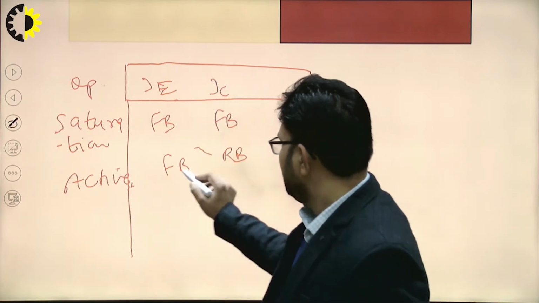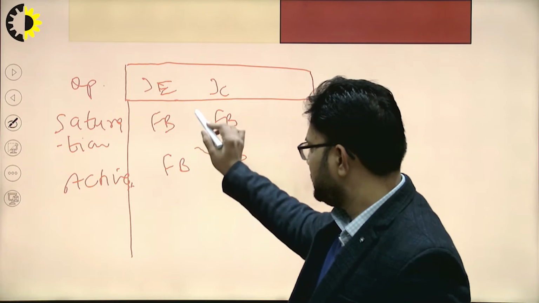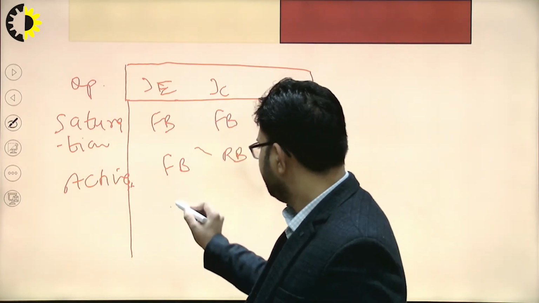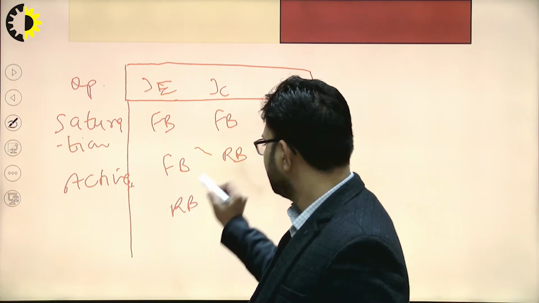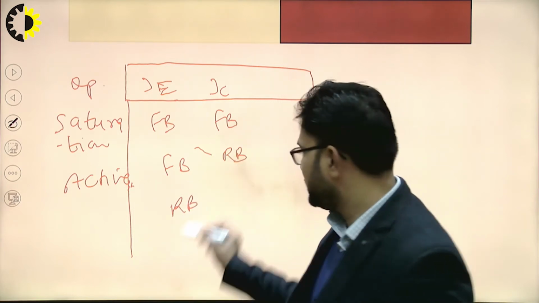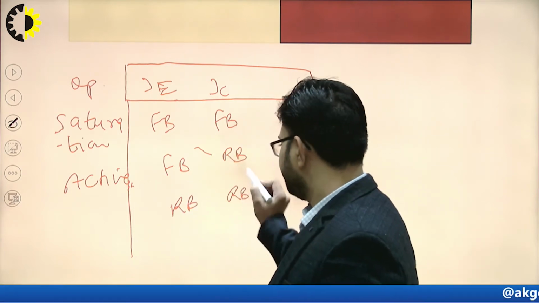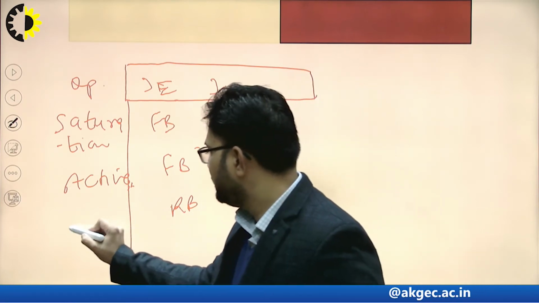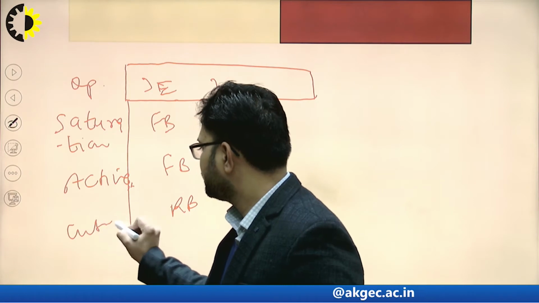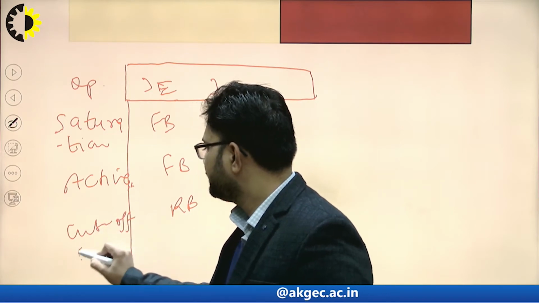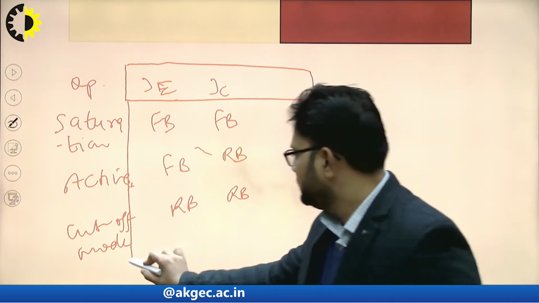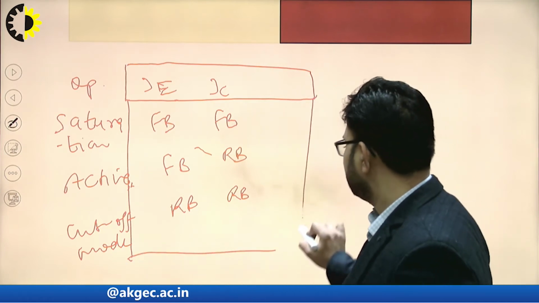Now if your emitter base junction is reverse bias and the collector base junction is also reverse bias, under this condition the transistor is said to be working in the cutoff mode. Right, so this is the table of the mode of operation.